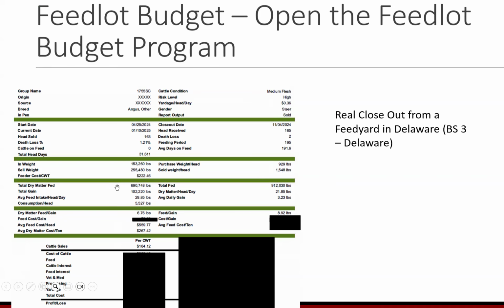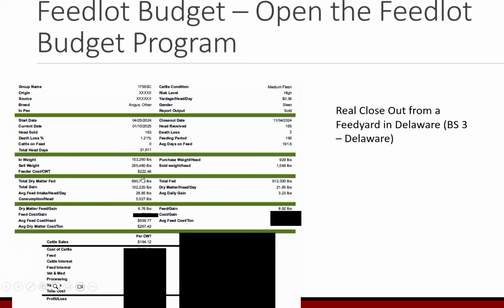Okay. This is the total amount of dry matter that was fed to those animals. So 690,748 pounds of feed were delivered to these 165 head. They gained a total of 102,220 pounds of weight gain.